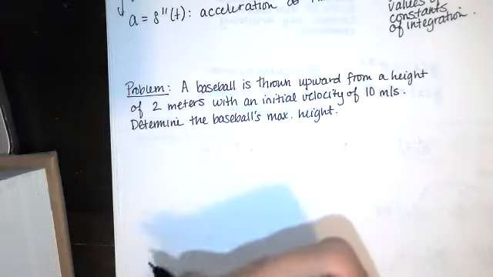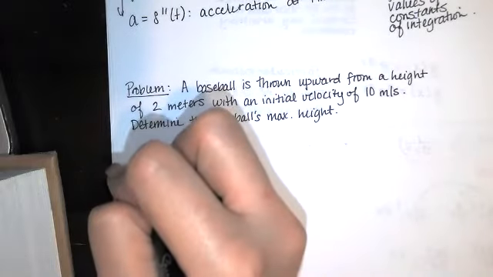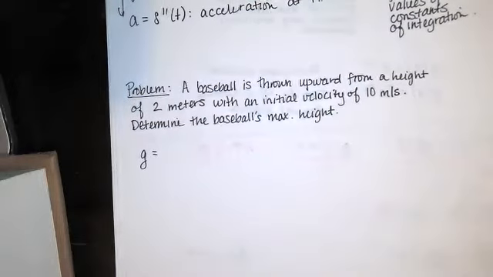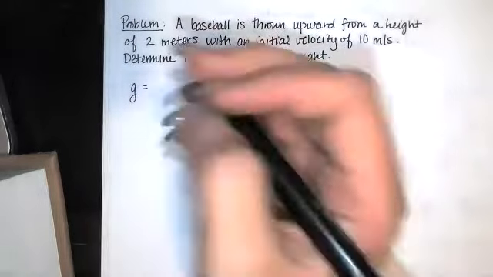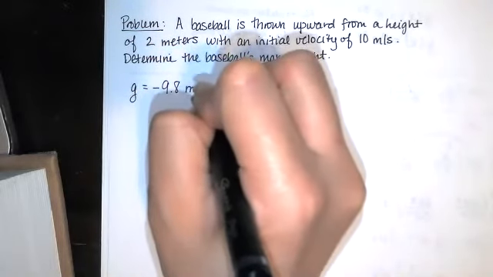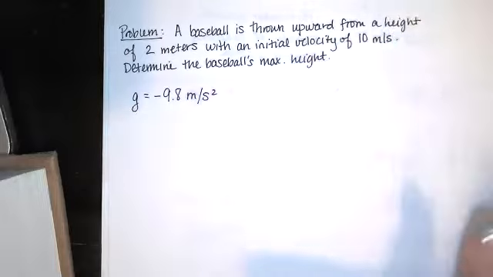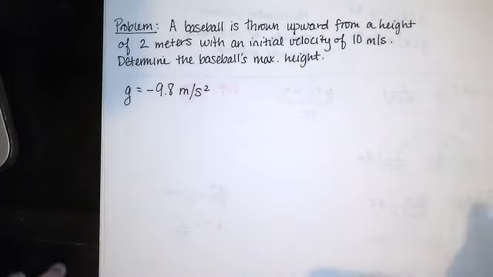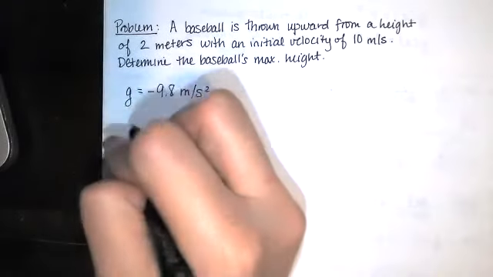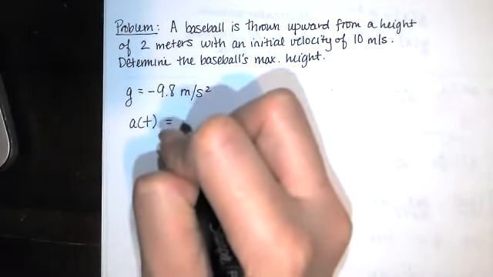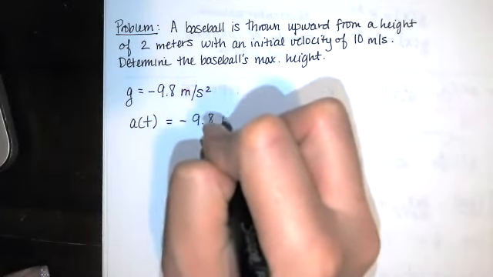Okay, and they haven't told us this here, but acceleration due to gravity on Earth is approximately negative 9.8 meters per second squared. Okay, so we know acceleration as a function of time is negative 9.8 meters per second squared.